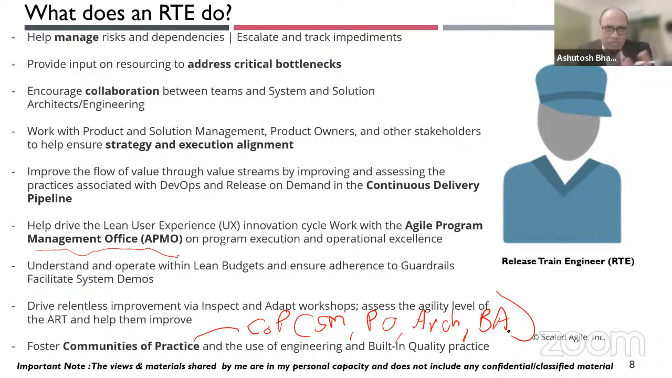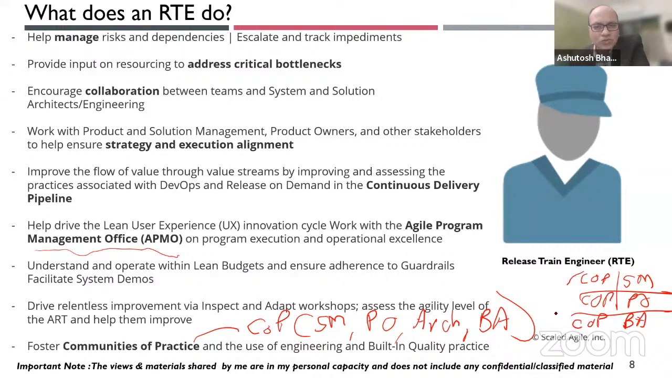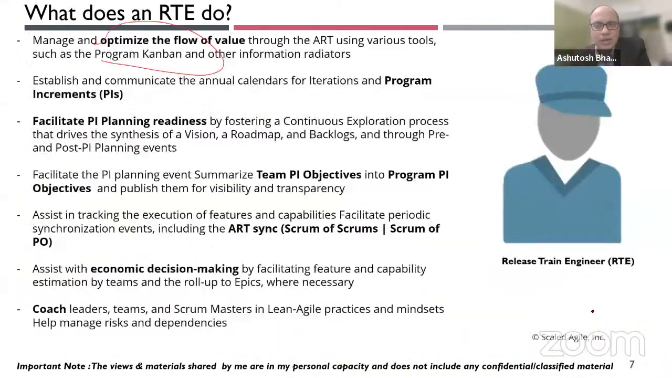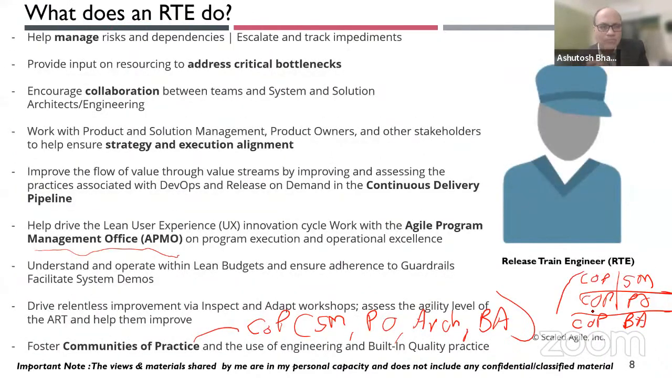Now, SAFe does not prescribe it, but what I had also done in the transformation was that we had a COP for Scrum Masters, a COP for product owners, a COP for business analysts and architects. And we told them that they should also meet internally. It is not that only the Scrum Master should come for a COP meeting. We also had cross-COP meetings, planned once every 30 days or so.